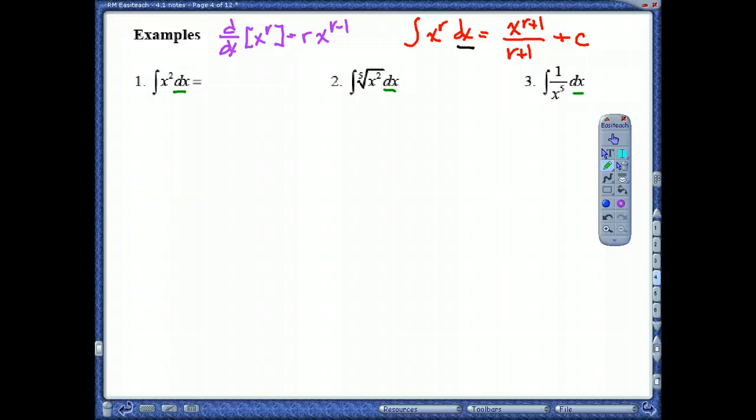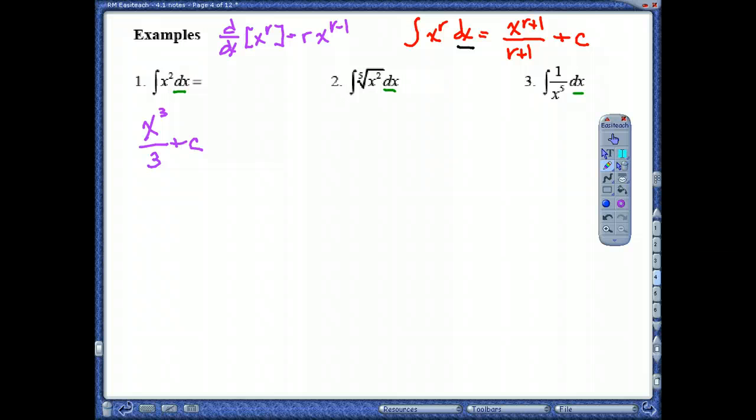So just like the power rule with derivatives, we're going to make sure that we have it written in power rule form. So x squared is ready to go. We're going to take the integral, so we are going to add 1 to the exponent, divide by that same amount, add our constant that we don't know what it is, but we will get a point eventually, and then we'll be able to find out exactly what that constant is.